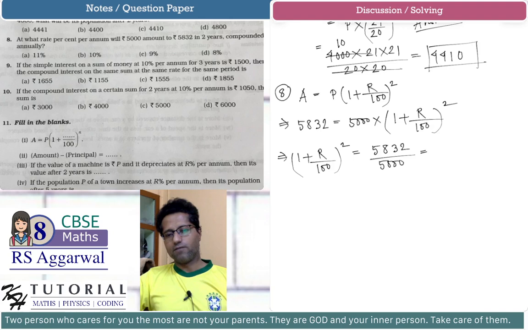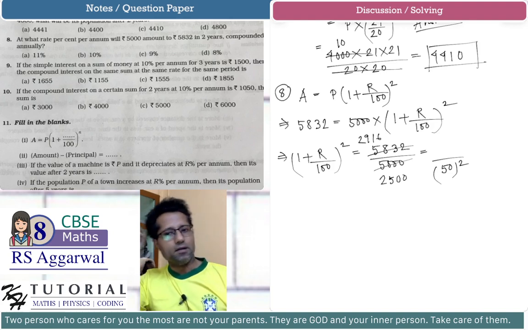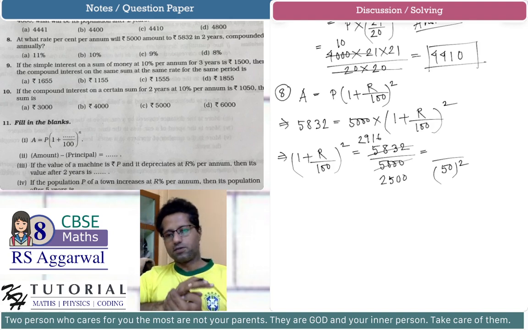5000, the denominator 5000, is not a perfect square. So let's first do a little bit of simplification. Let's divide it by 2. So this is 2500, and this is 2916. Now the denominator 2500 is of course 50 square, and we have to also express 2916 as a perfect square.